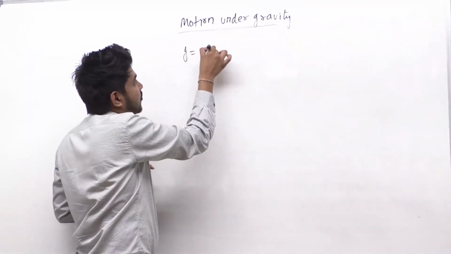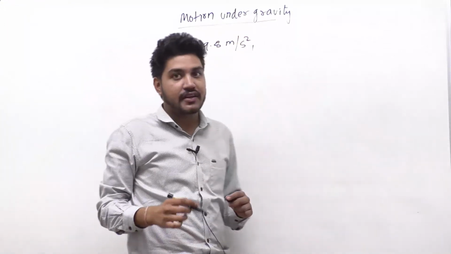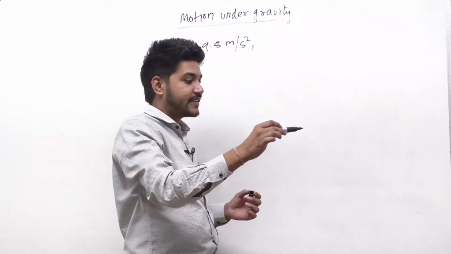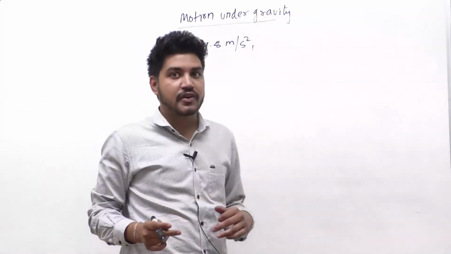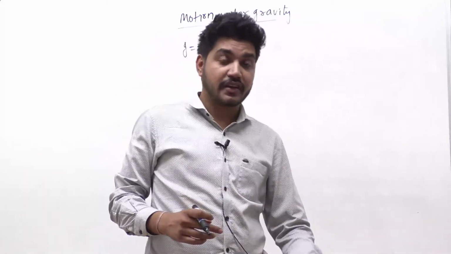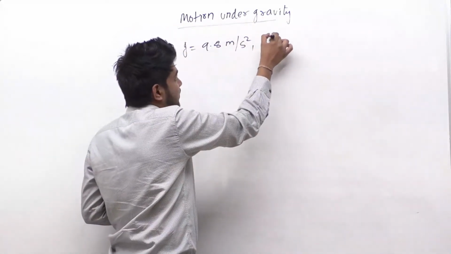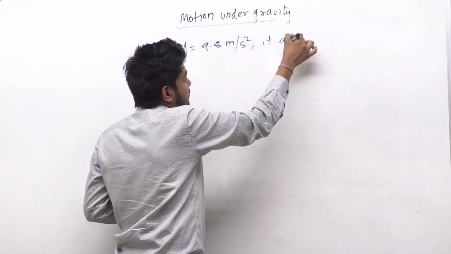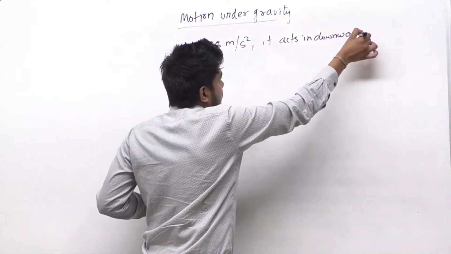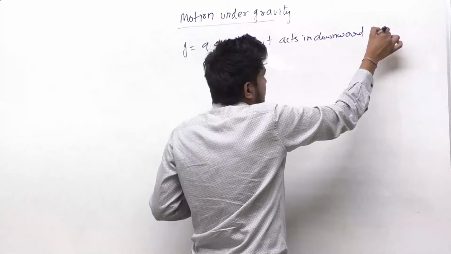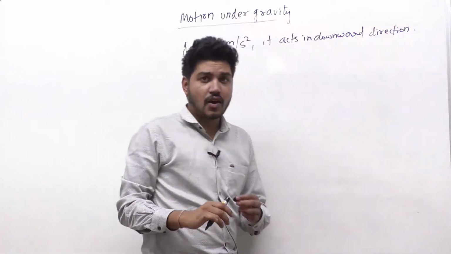and it always acts in which direction? In downward direction. Means what? If I release this pen, in which direction will it go? It will go in downward direction. It is because of motion under gravity, because of acceleration due to gravity. So it always acts in downward direction, right?